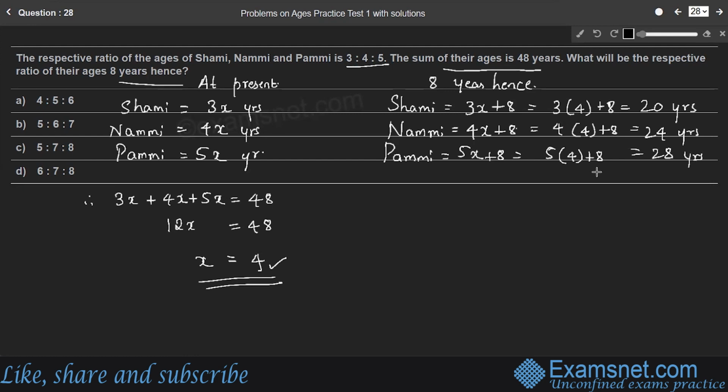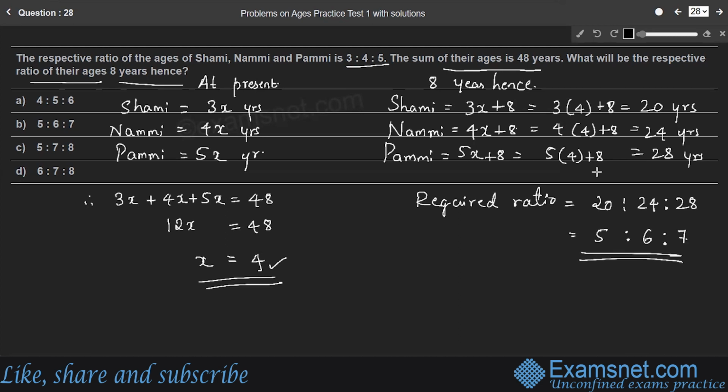So here we need the ratio of their ages 8 years hence. Therefore, the required ratio is Shami's age 20 is to 24, which is Nami's age, is to Pami's age, which is 28. So here all these numbers are divisible by 4. So 4 into 5 is 20, 4 into 6 is 24, 4 into 7 is 28. Therefore, the required ratio is 5 is to 6 is to 7. Hence, option B is the right answer.